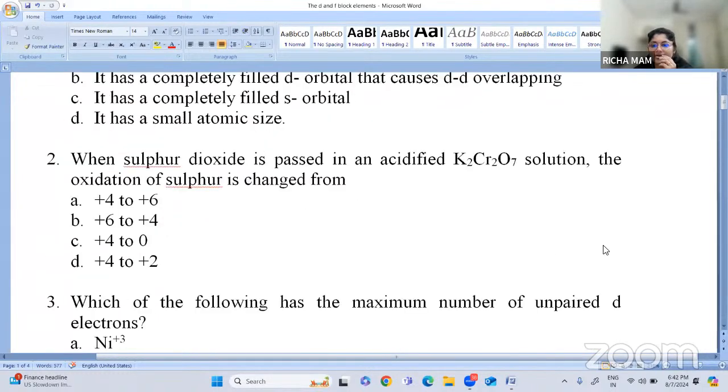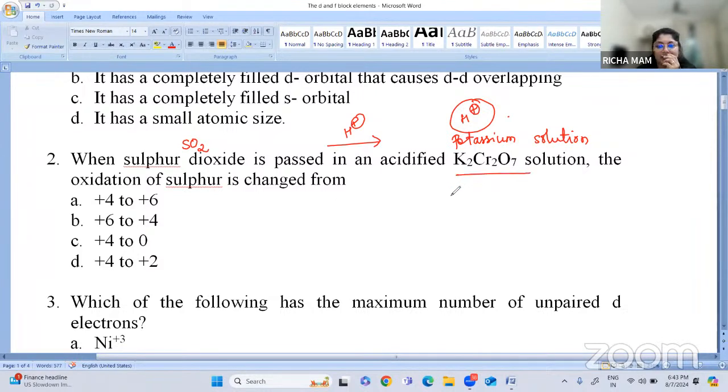When sulfur dioxide is passed in an acidified K2Cr2O7 solution, the oxidation state of sulfur is changed from... So when you are passing sulfur dioxide, SO2 gas, in an acidified potassium dichromate solution, acidified means it consists of more H plus ions. So there is a presence of H plus ions in the dichromate solution.